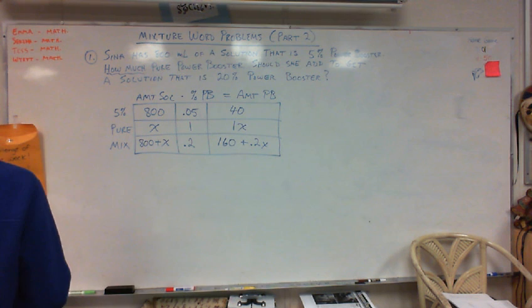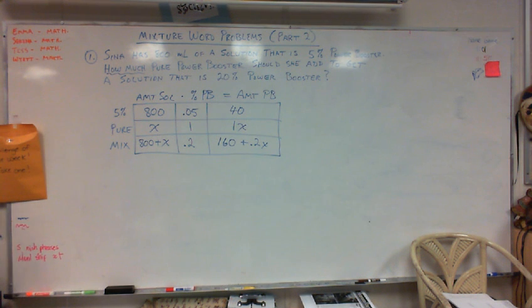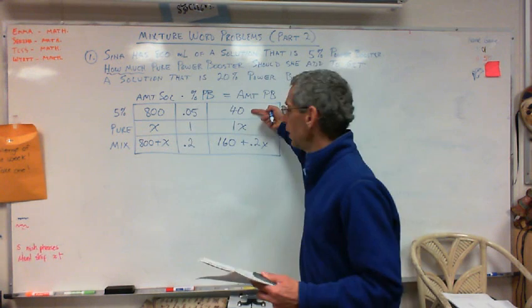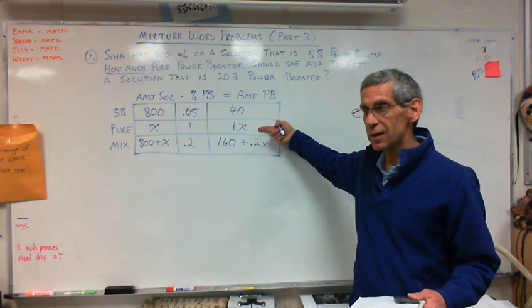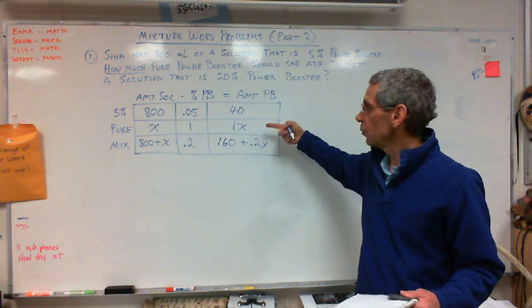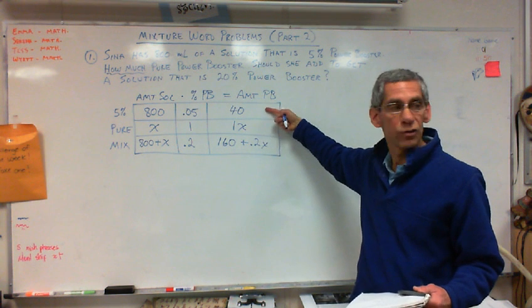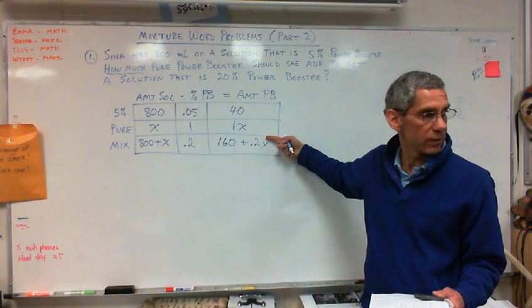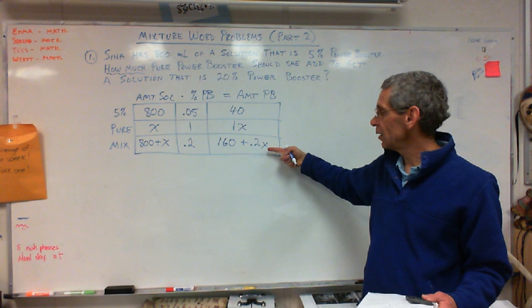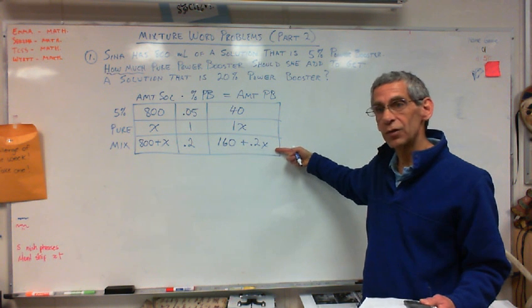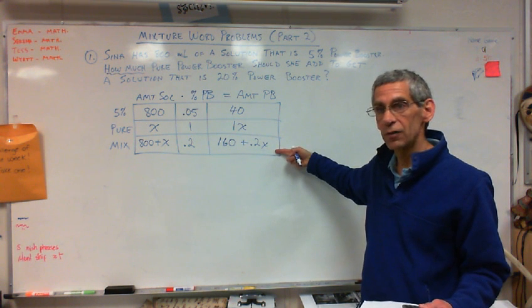Okay. Now, what do I do as my formula, or my equation? 40 plus this equals this. Remember, the amount of power booster in the first solution plus the amount of power booster in the second solution has to equal the amount of power booster in the mixture of the two, right?